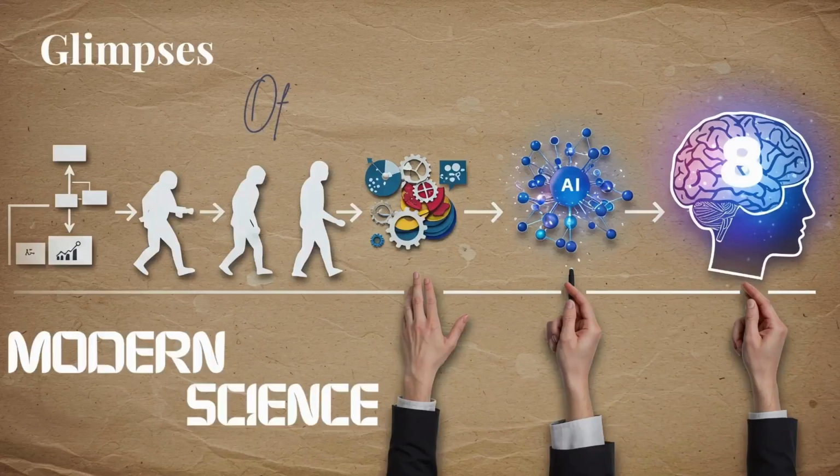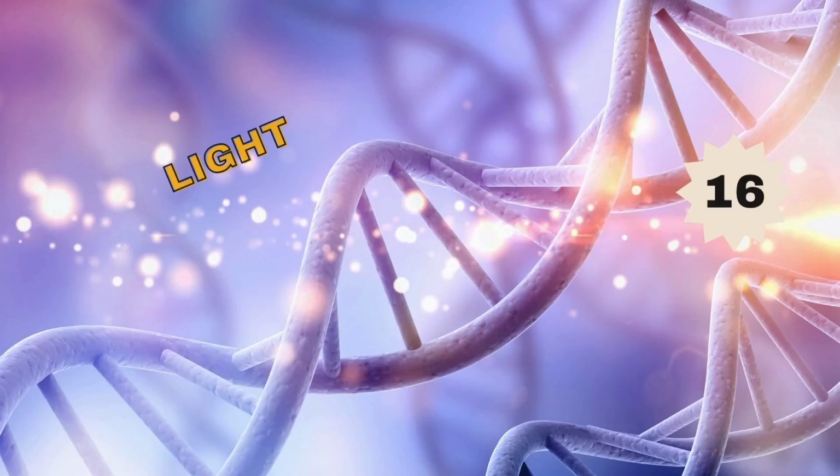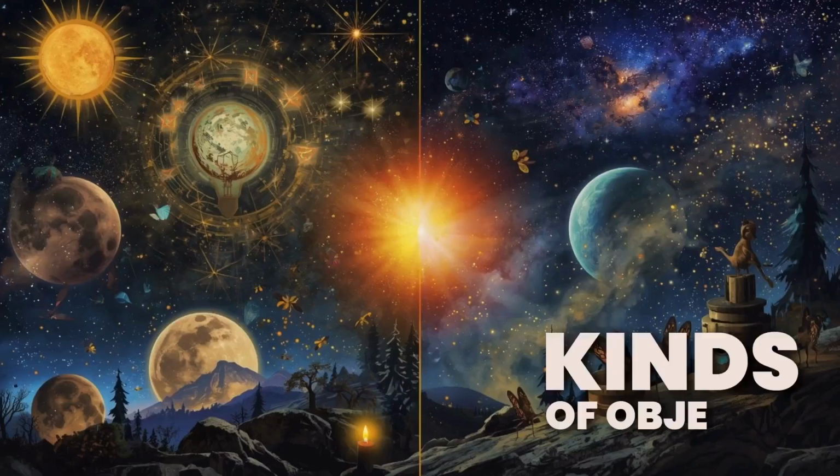Glimpses of Modern Science, Class 8. Chapter 16. Light. Kinds of objects.